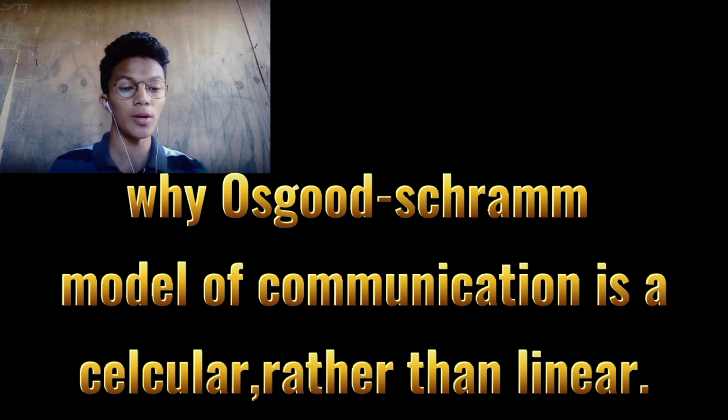The Osgood-Schramm model of communication is a cyclical rather than linear experience that involves a sender who encodes a message and a recipient who decodes it. The sender and the receiver hold both roles in the model. This is why the idea of interpretation is central to this model.